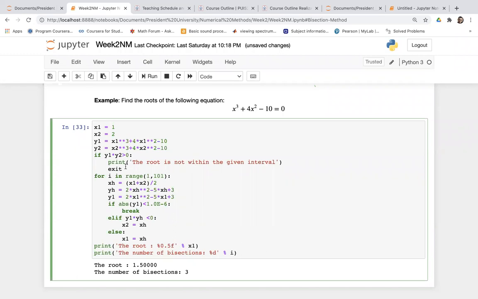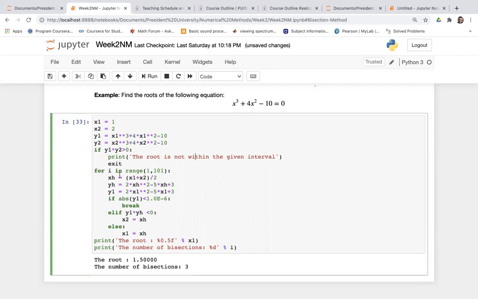So look at this. Print: the root is not within the given interval. Then exit, which means the program stops. However, if this condition is not satisfied, which means y1 times y2 is negative, then the two numbers have different signs. And then you put this. So then we need to change the following, and for now we will repeat.